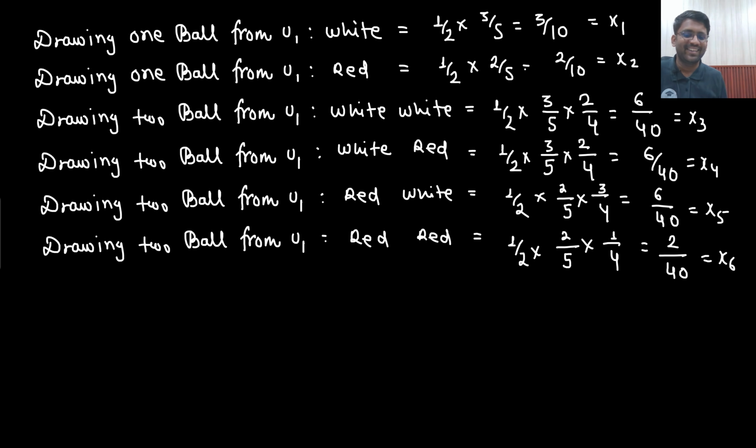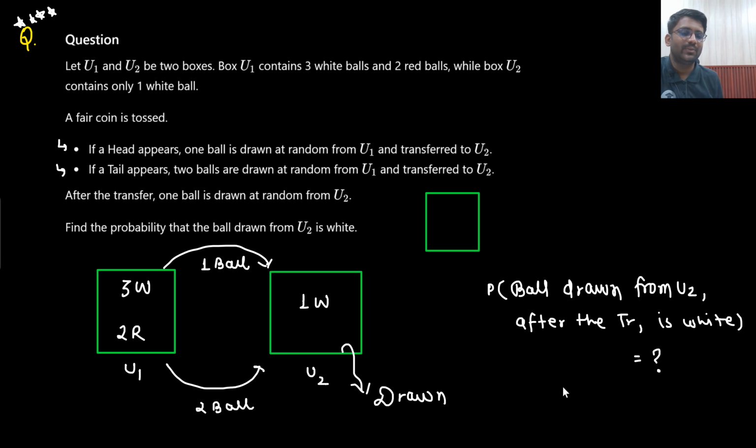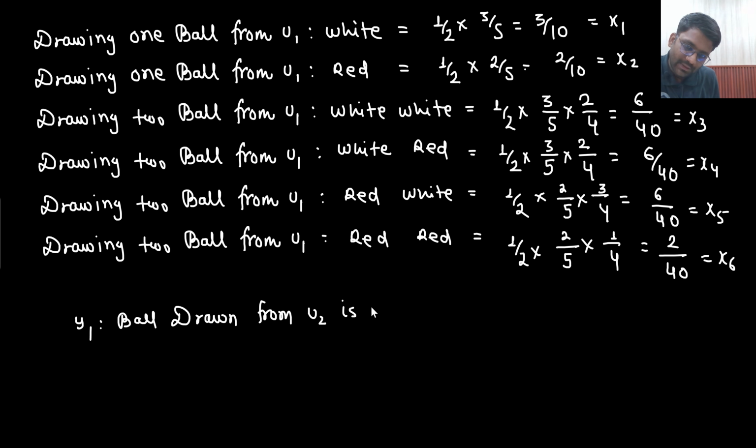I know it is a very tough question. I already know it. But who knows, this kind of brain also you might be using. So what they are asking: find the probability that the ball drawn from U2 is white. Let's just say event y1 is: ball drawn from U2 is white. This is your event y1, right?